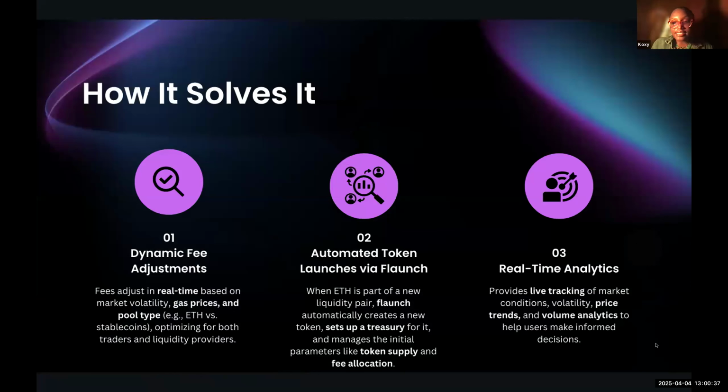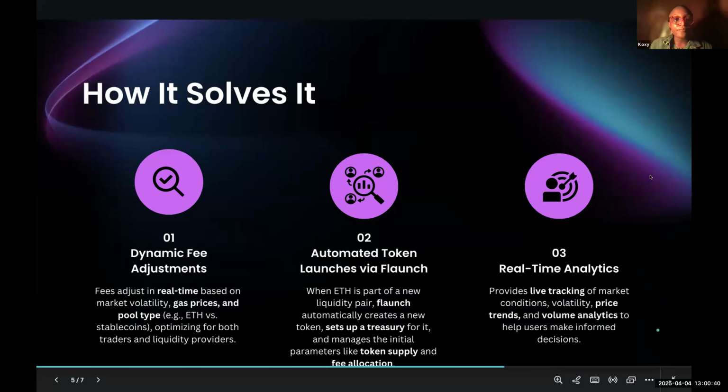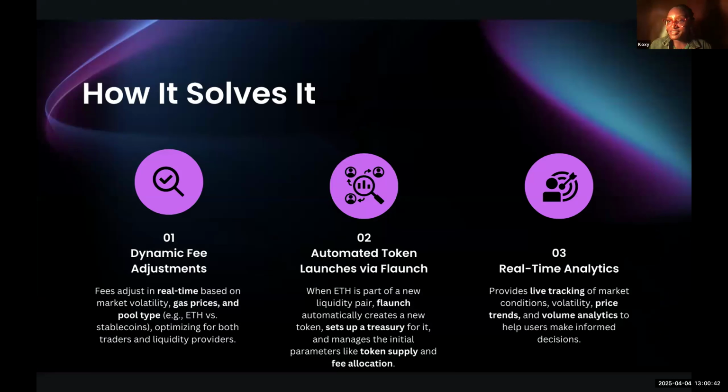So, how exactly does this hook solve these problems? It solves this through dynamic fee adjustment, so fees adjust in real time based on market volatility, gas price, and pool type. It also solves this through automated token launches via Fludge.